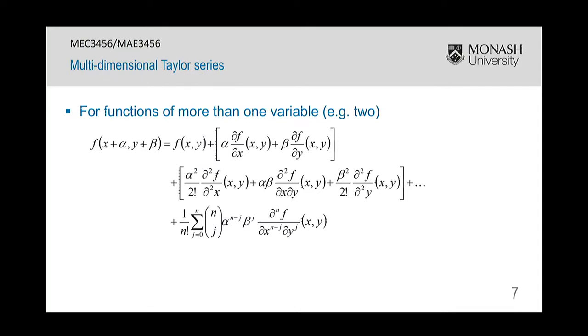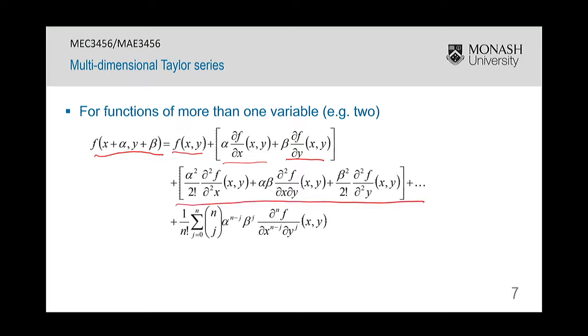Now, Taylor series, as we've just described them, are for a function of only one variable. There's nothing whatsoever that stops us from having functions of multiple variables. For example, here I've written the Taylor series equivalent for a function of two variables, f of x and y. So f of x plus alpha and y plus beta, where alpha and beta are increments, is just equal to the function value at x and y, plus alpha times df dx, evaluated at the point, plus beta times df dy. Those are the first order terms, then the second order terms.